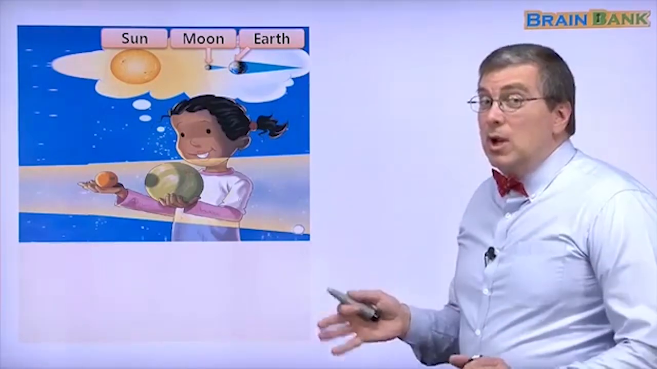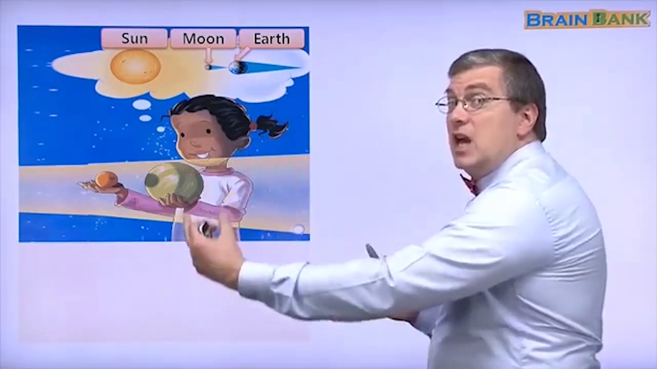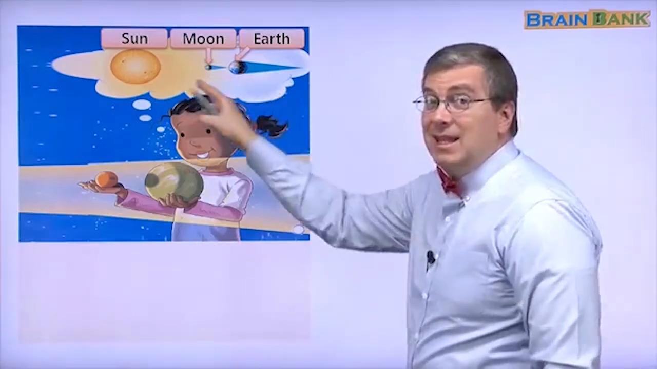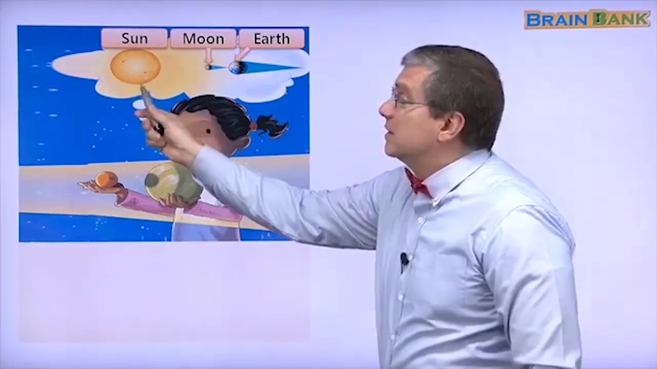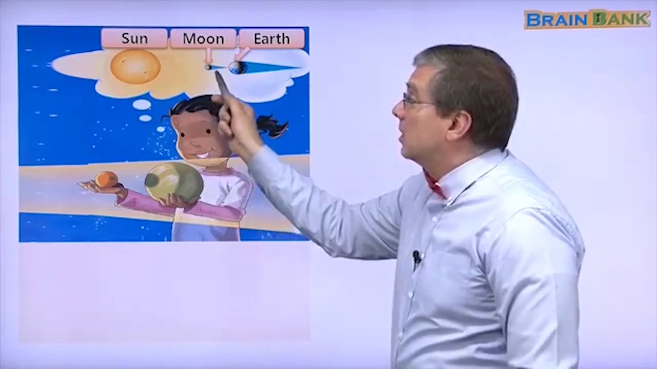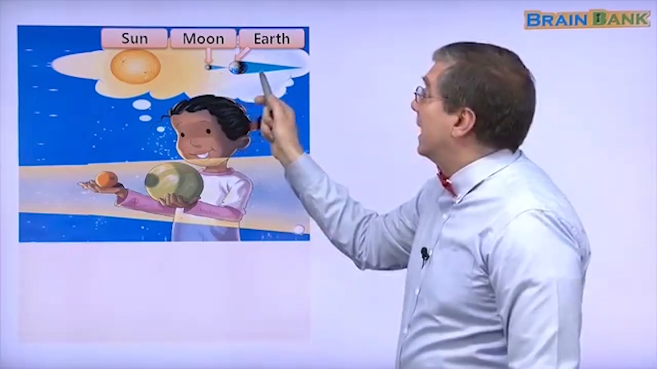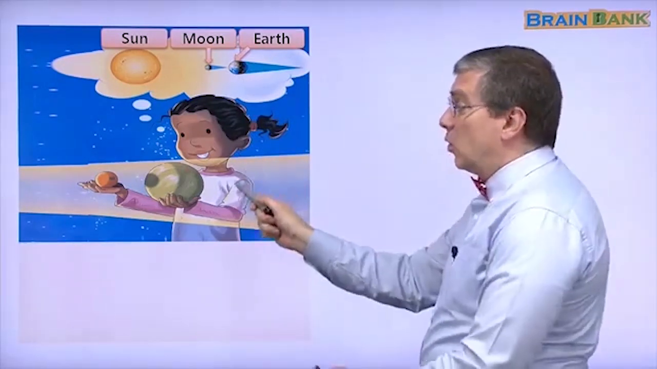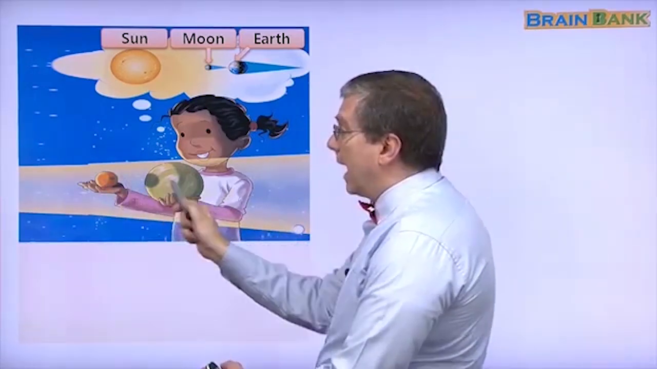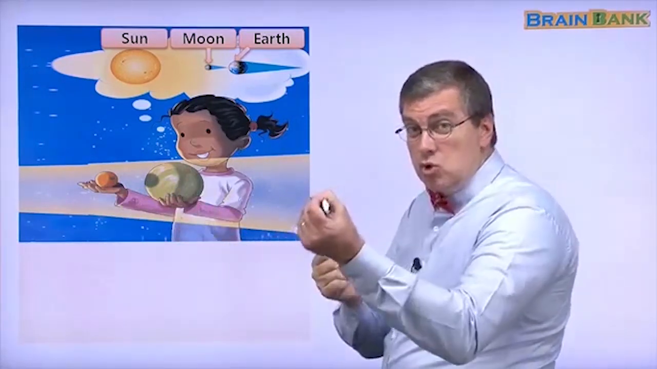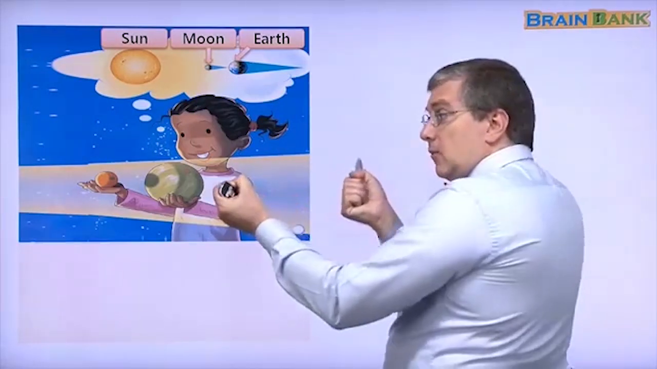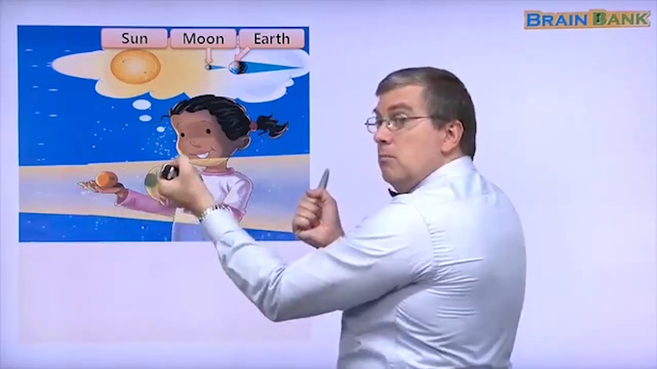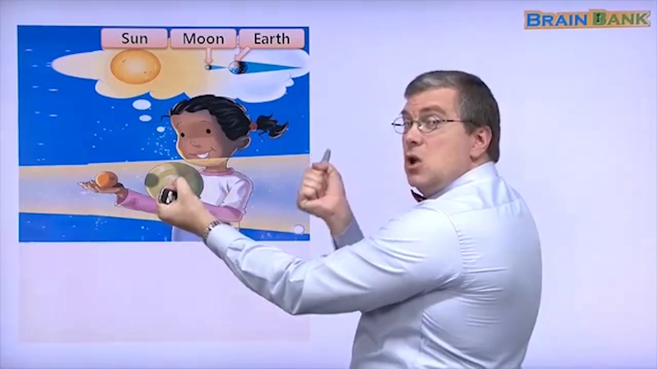Okay, remember the position of the sun, the moon, and the earth. We can see that here. Here is the sun. Here is the moon. Here is the earth. Amy is holding the moon and the earth. If we turn it like this, the sun is over there, right? Moon here, earth here, okay?